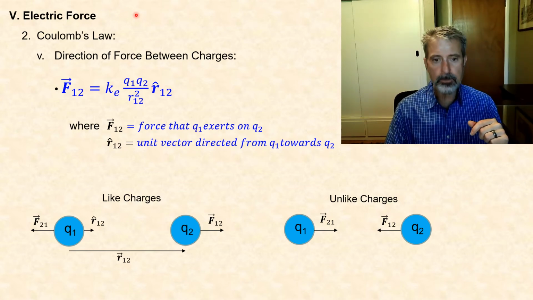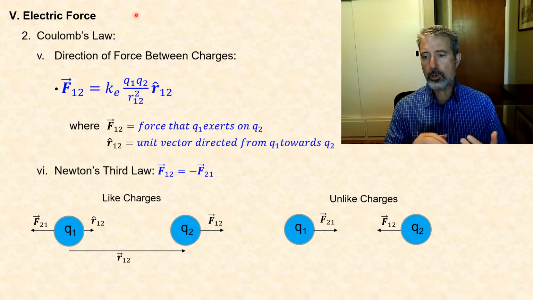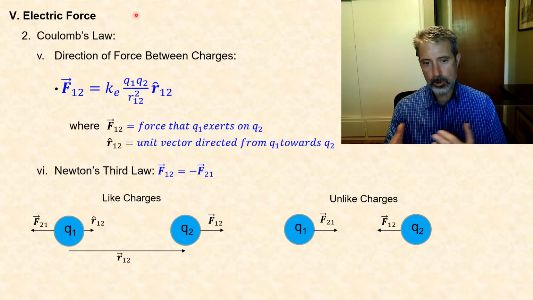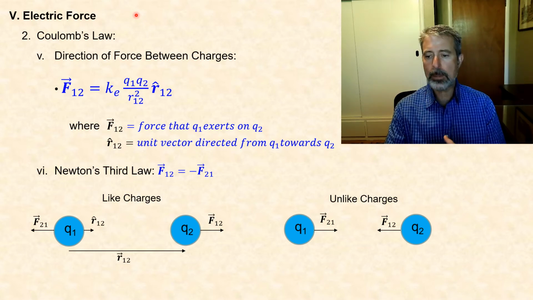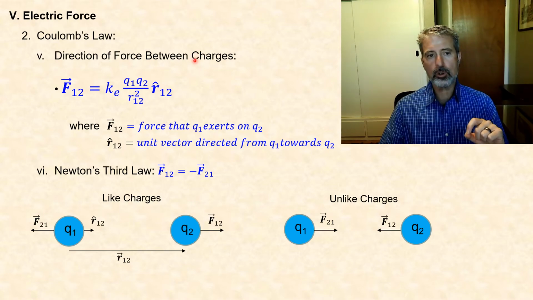And lastly, we will say that Newton's third law is alive and well: F sub 1, 2 equals minus F sub 2, 1. In other words, the force that charge 1 exerts on charge 2 is exactly equal in magnitude and opposite in direction to the force that charge 2 exerts on charge 1.